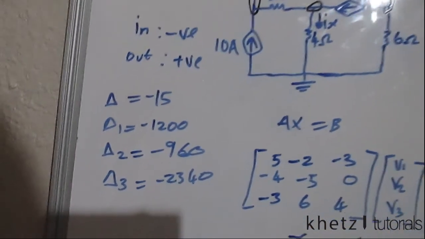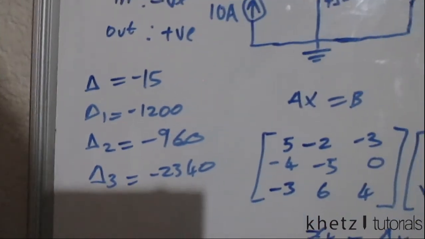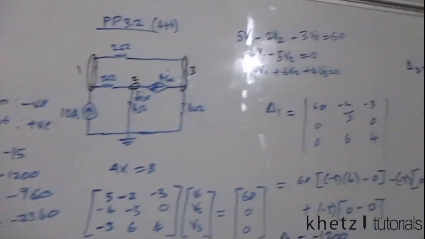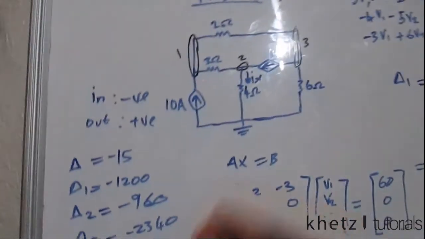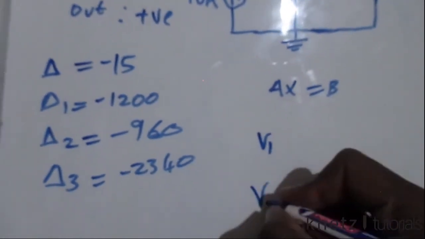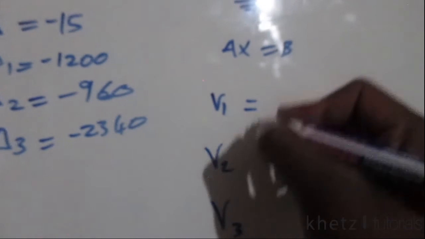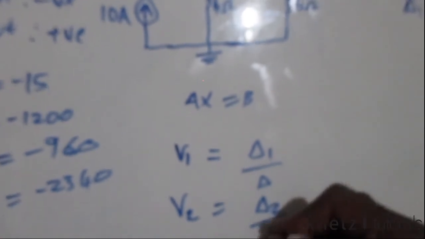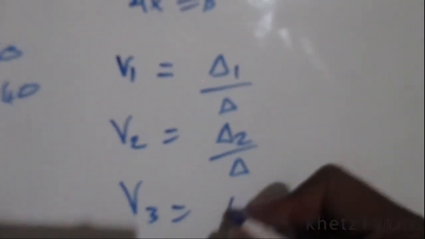So these are the determinant values. We're going to use these to find the final values of the nodes, which is what we're basically interested in, right? So let me erase everything, and so we can finally get the answers which you're looking for. Now this is a long video. Okay, so V1, V2, and V3 are the nodes of interest. Each of them is equal to the corresponding determinant divided by the determinant of the A matrix.